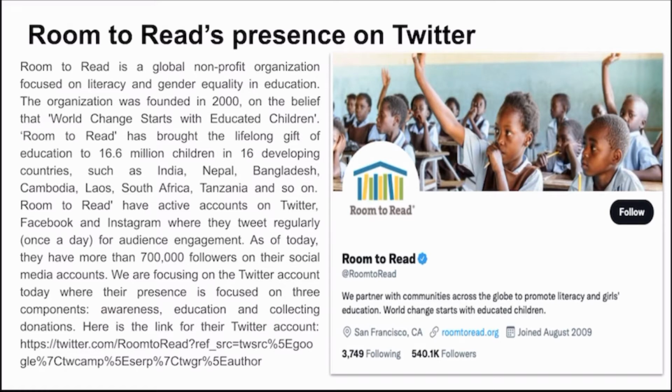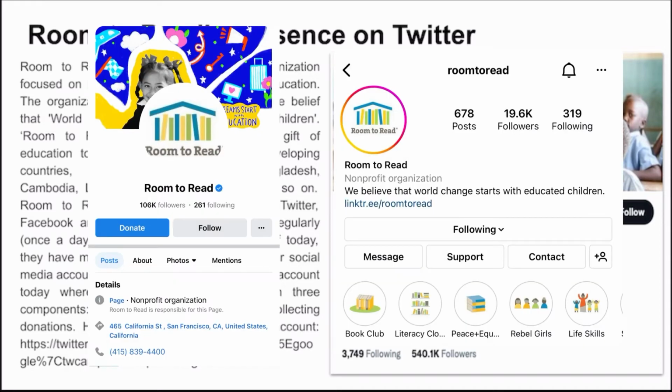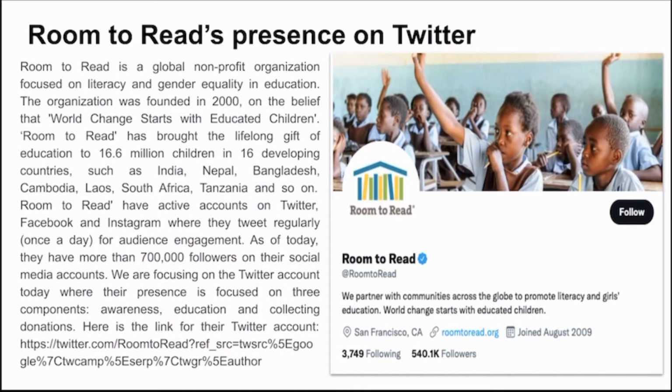Room to Read has active accounts on Twitter, Facebook, and Instagram, where they tweet regularly, about once a day, for audience engagement. As of today, they have more than 700,000 followers on their social media accounts. We are focusing on the Twitter account today, where their presence is focused on three elements: awareness, education, and collecting donations. Here is the link for their Twitter account.